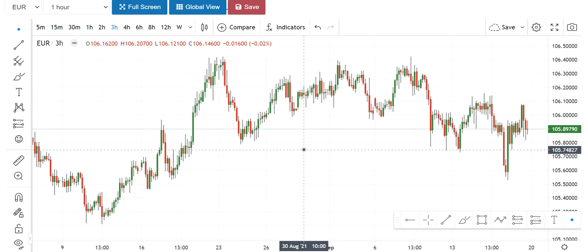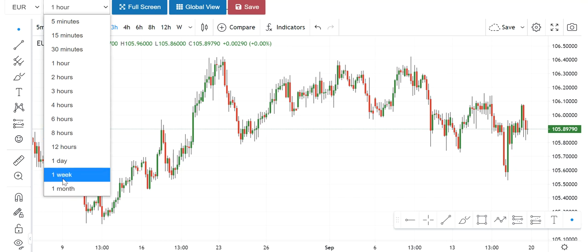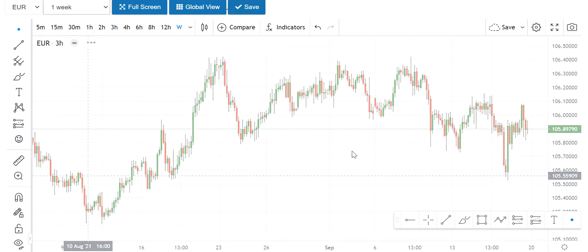Welcome to another weekly analysis for the index of currency pairs that we trade in the forex market. Seven of them. Let's start with the euro, and let's see what we have for the weekly time frame.